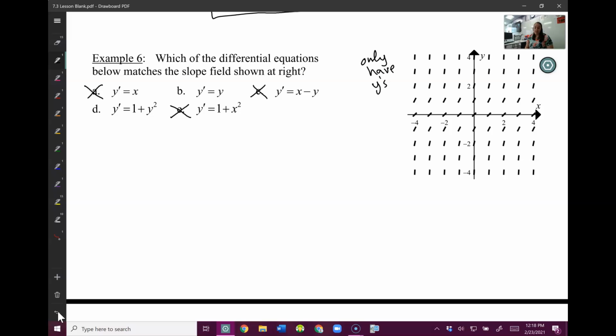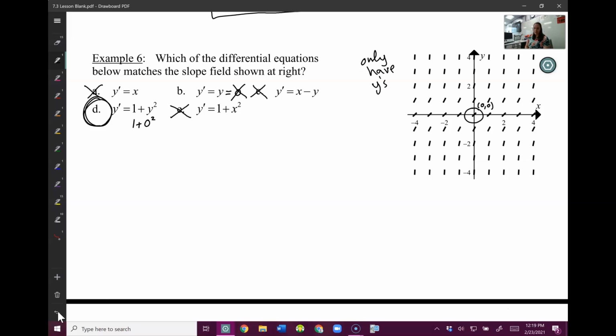Now, once again, you can still just plug in numbers. So let's say I want to plug in this point, 0, 0. Well, it looks like at 0, 0, that slope is a positive slope, so about 1 maybe. So if I plug that in here, 0, 0, that would give me 0. That is not that slope. If I plug it in here, 0, 0, I get 1 plus 0 squared. That is that slope. So that tells me that's going to be my answer.